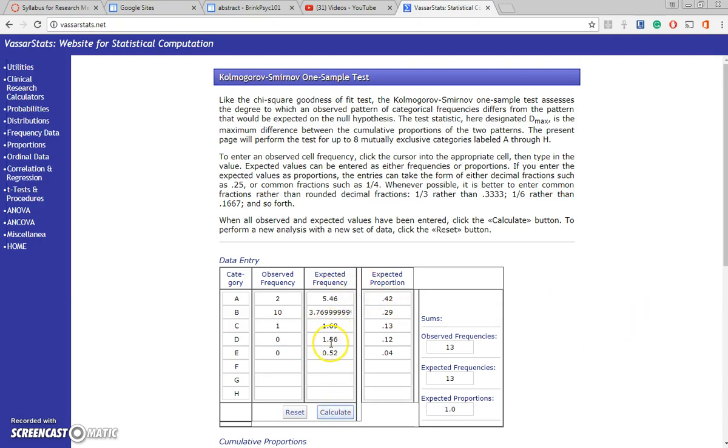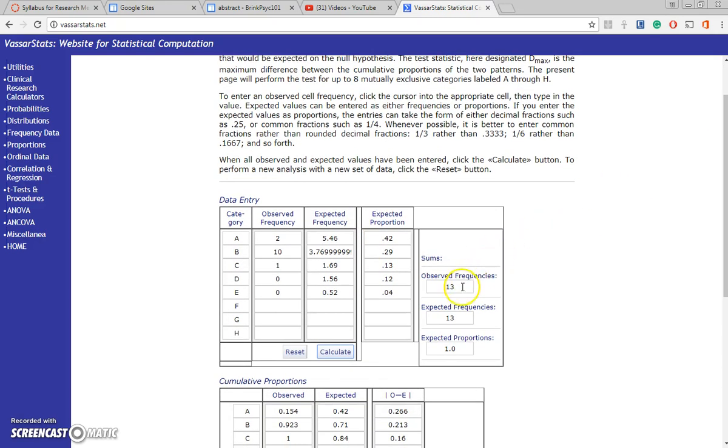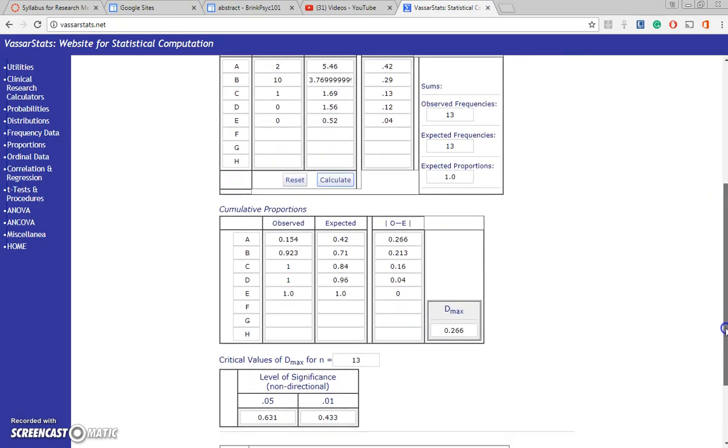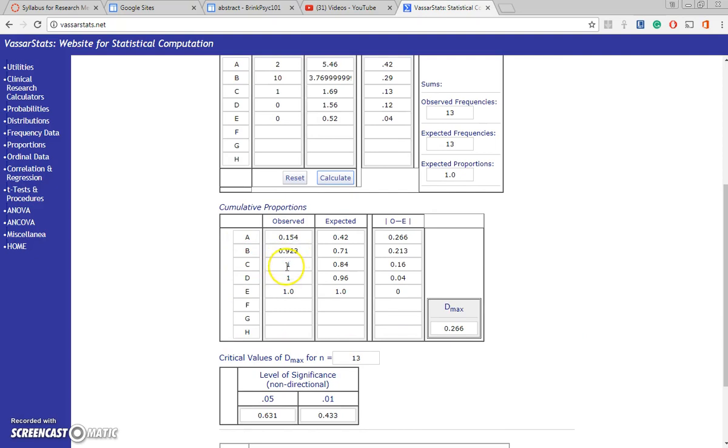Notice how it does the math and fills in the actual frequencies from the proportion. And let's check our sample size, 13. That was correct. And now it shows us at each cumulative level how the observed frequency is doing versus the expected, and then what is the difference between these two. The maximum difference at any point of comparison is this right here, the 0.266.